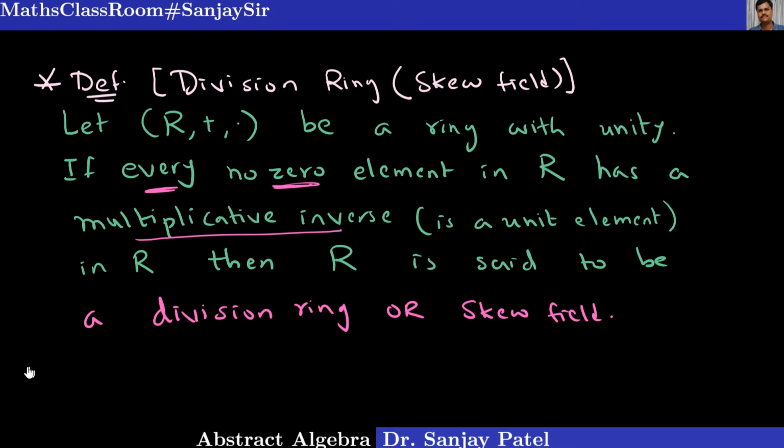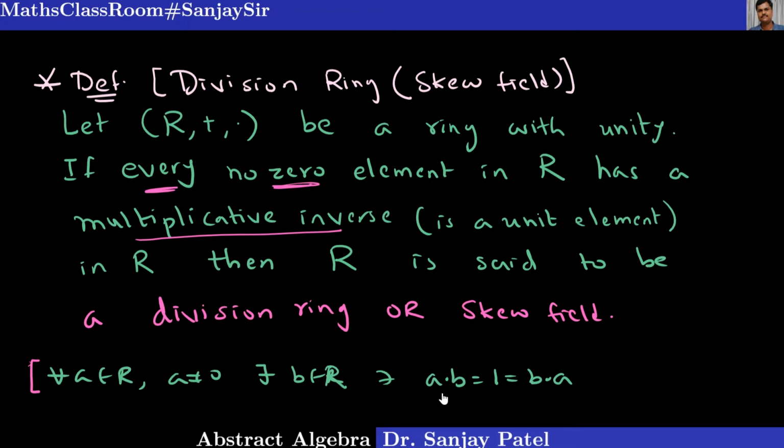So this condition you can understand in a symbolic way as: for every a belonging to R, if a is not equal to 0, then there exists b belonging to R such that a into b is equal to 1 is equal to b into a. Then you know that this b is called the multiplicative inverse of a. Or in other words, we can also say that a is a unit element of the ring. So if every non-zero element is a unit in the ring, then it is called a division ring.